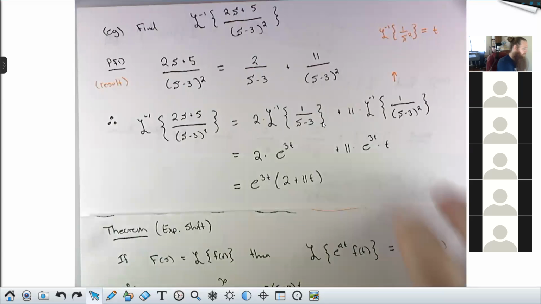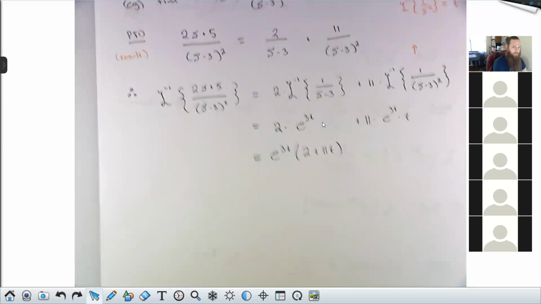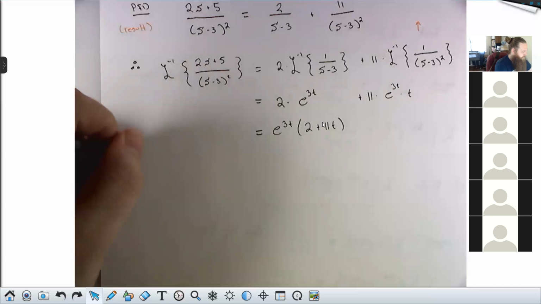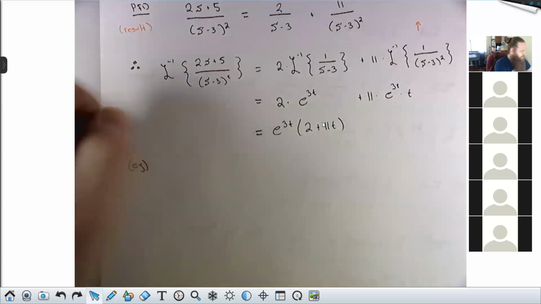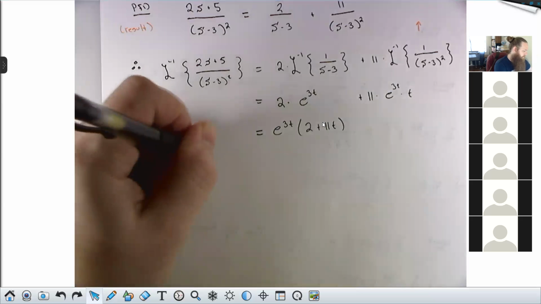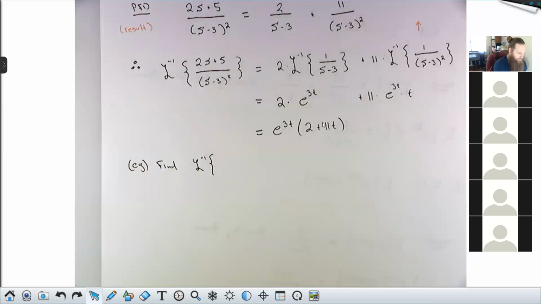Okay, here we go. This next one's a little bit long. I'll get started on the second half of this page, but we'll likely need more space. I want to find the inverse Laplace transform of the following.